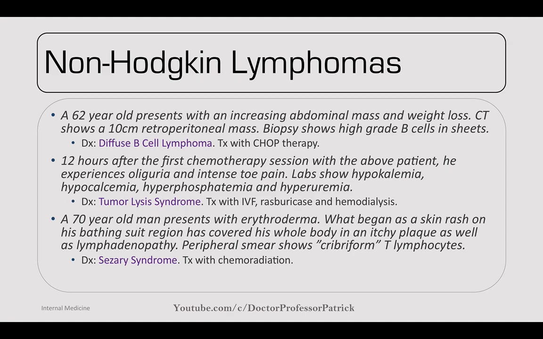Next, there's a 70-year-old man who presents with erythroderma. What began as a skin rash in his bathing suit region has covered his whole body in an itchy plaque, as well as lymphadenopathy. Peripheral smear shows cerebriform, or brain-looking, T lymphocytes. The diagnosis would be Sézary syndrome. It can start as mycosis fungoides, a fungus-looking rash in the bathing suit region, and you want to treat with chemoradiation.